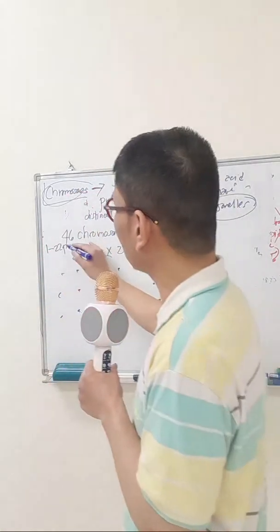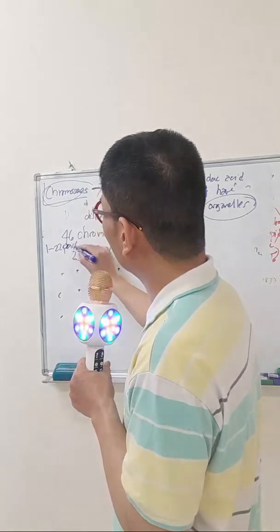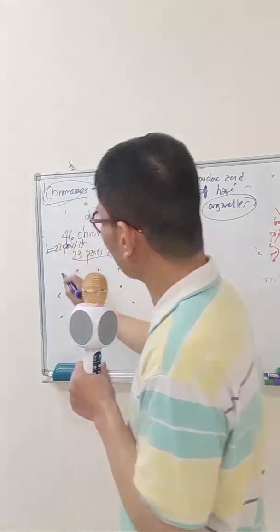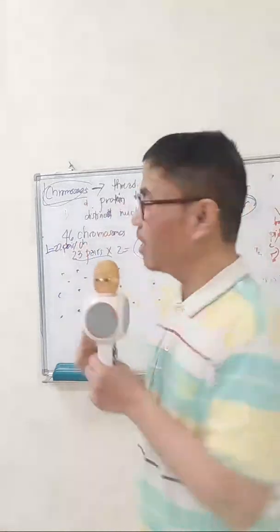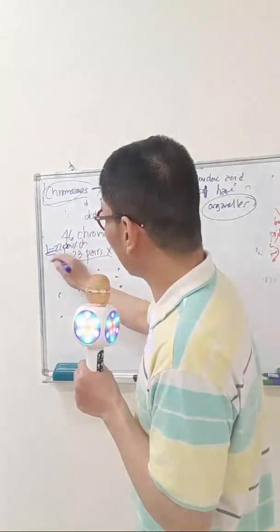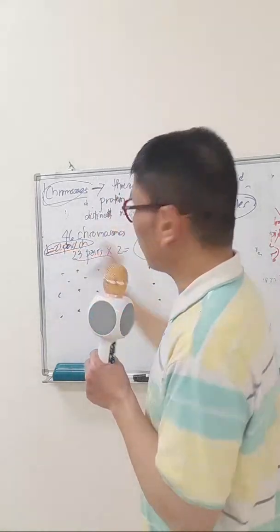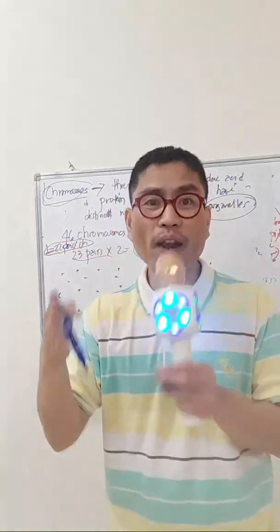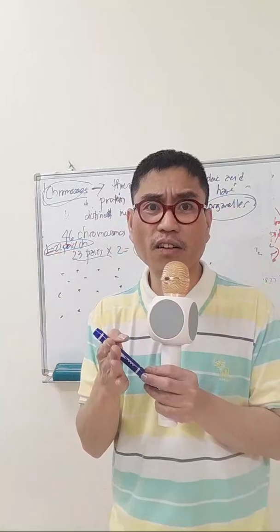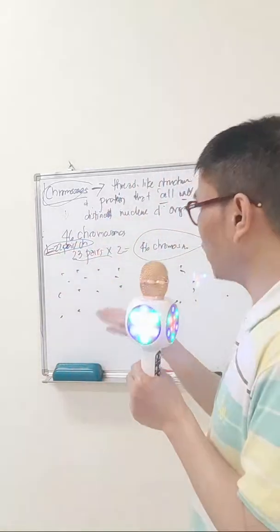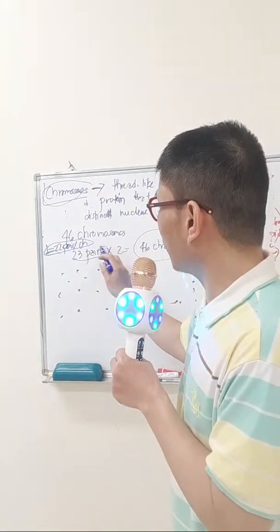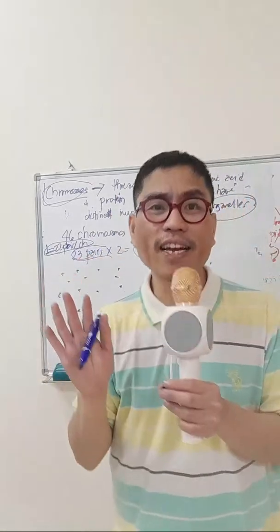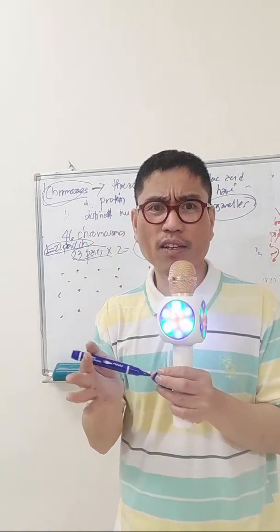We have 22 pairs of chromosomes, 1 to 22. I'm not a biologist. So 22 pairs of chromosomes. There are 22 pairs of chromosomes in each individual cell, imagine. And then this 23rd pair of chromosomes is called the sex chromosome.